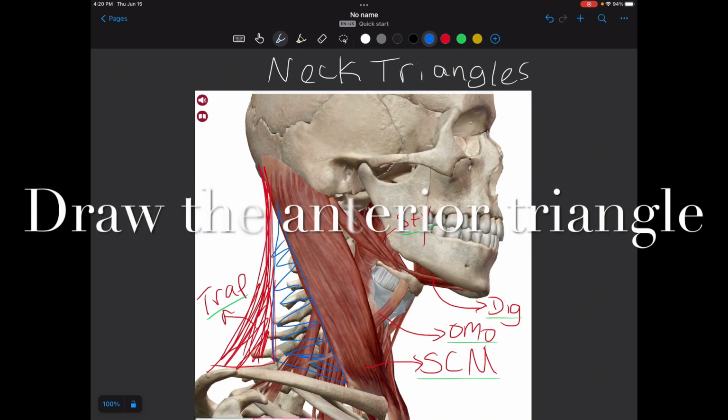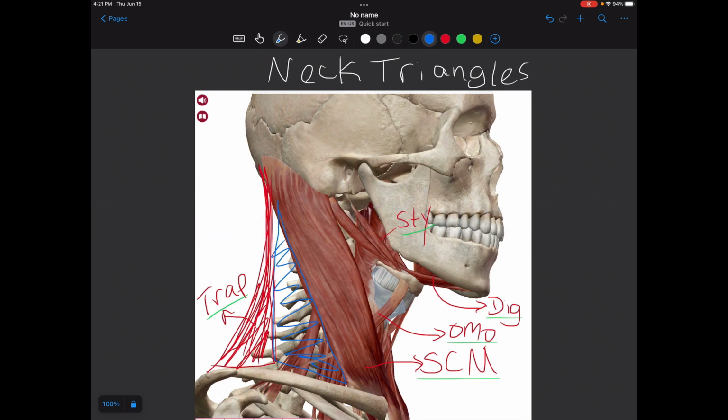Next, we're going to do the anterior triangle, also looking at the SCM. We're going to start at the anterior border of the SCM, so you make a line along the border here of the SCM. You make another line, an imaginary line in the midline of the neck. Imagine it's right in the middle of the neck. And then another line on the border of the mandible. That makes your anterior triangle.